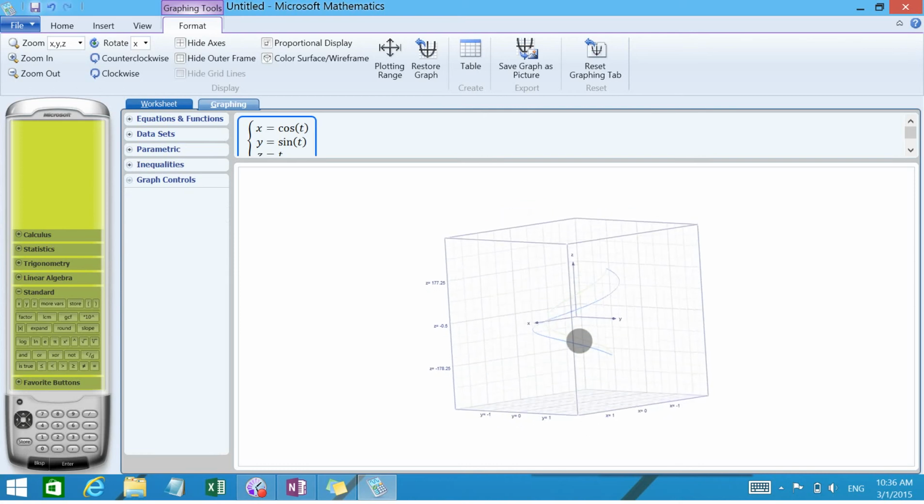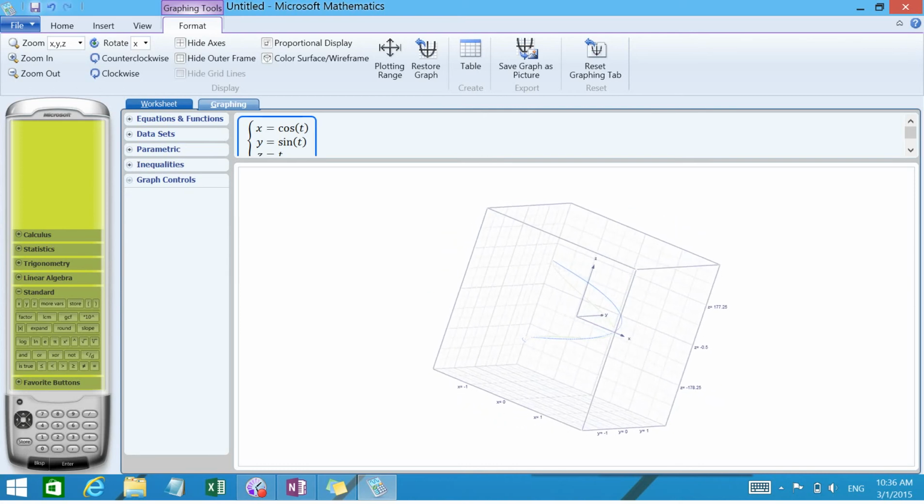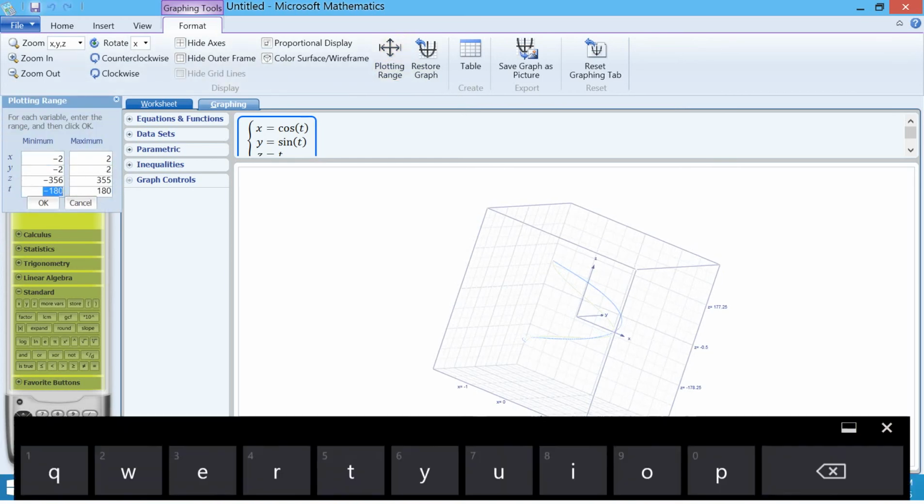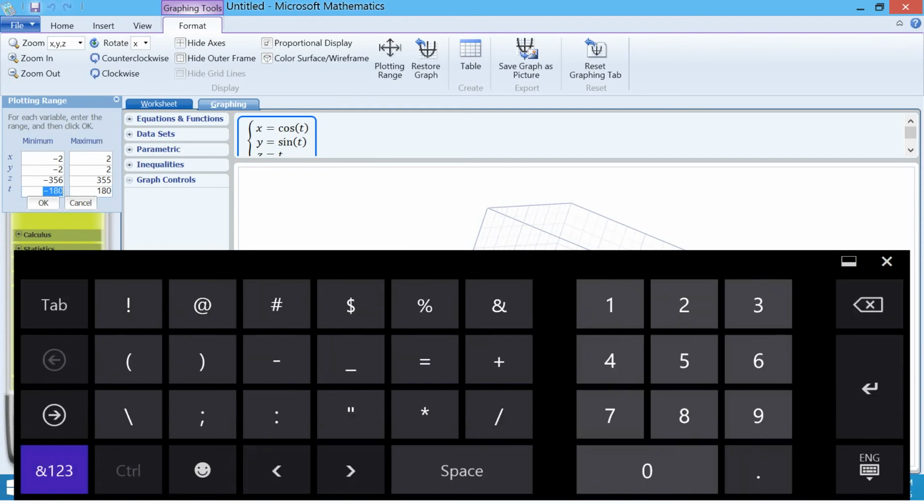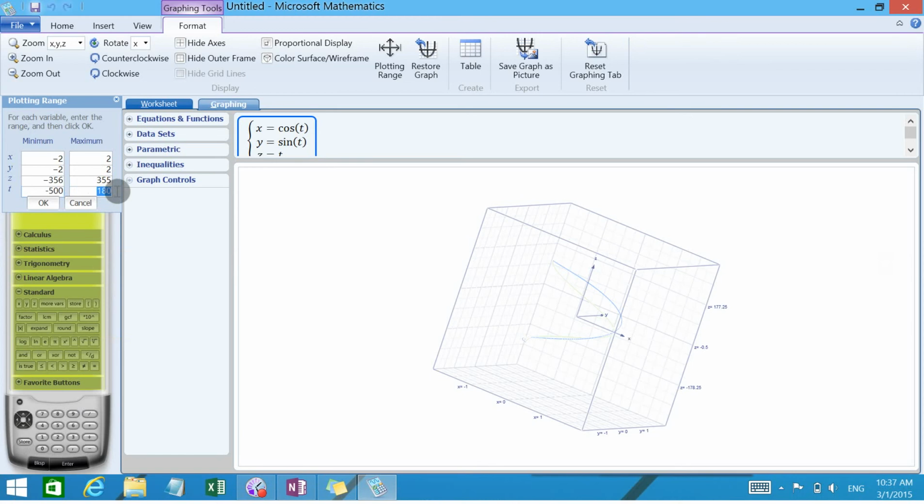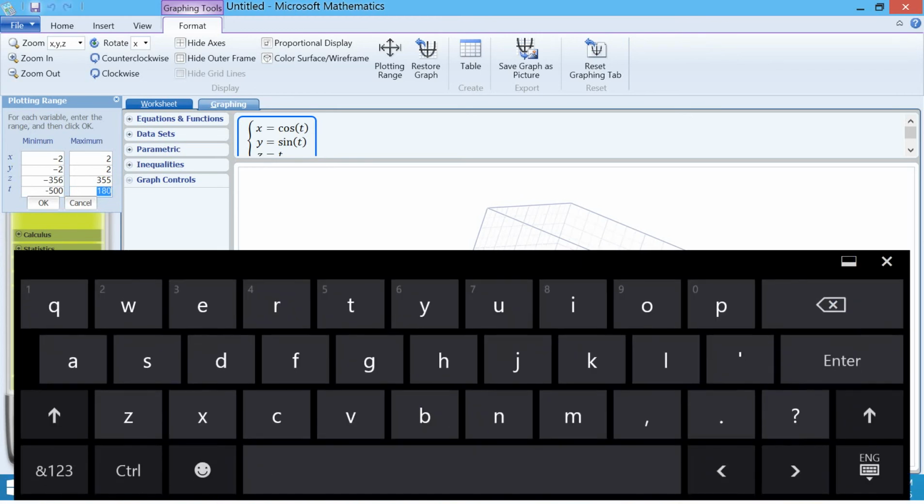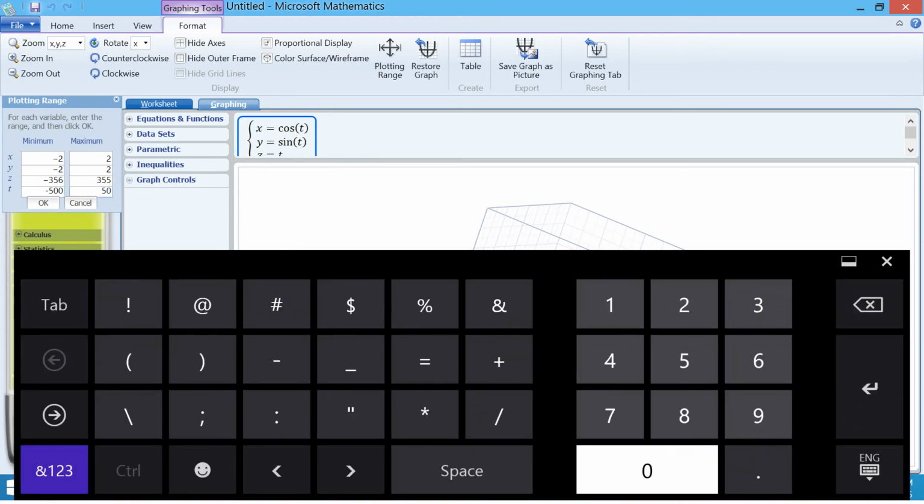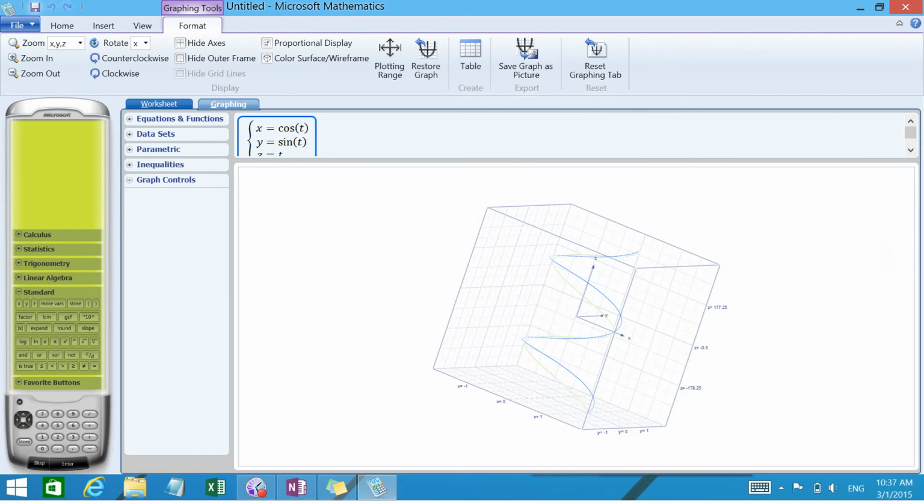Great, so it's a little bit harder to visualize here. Let me increase my plotting range so that we can better see this. Instead of going just from negative 180 to 180, let me go from negative 500 to positive 500 for my time variable. And let's see what that looks like.